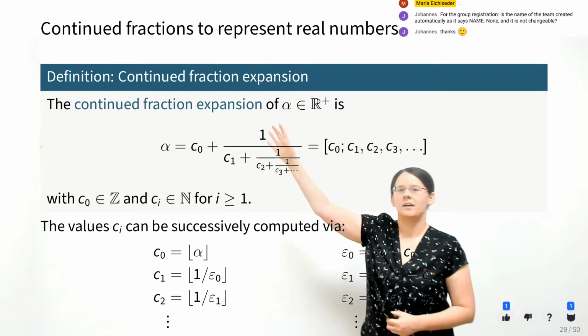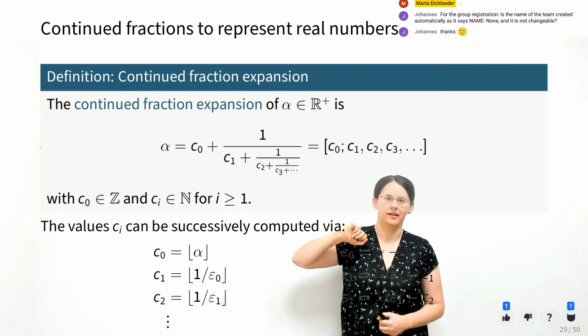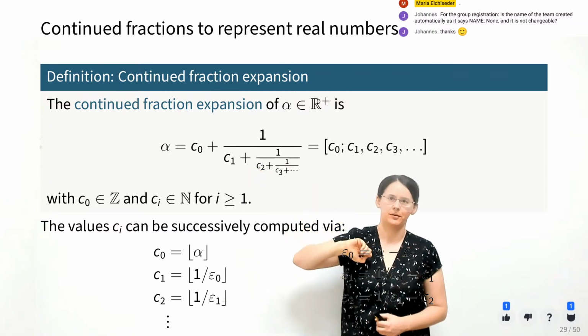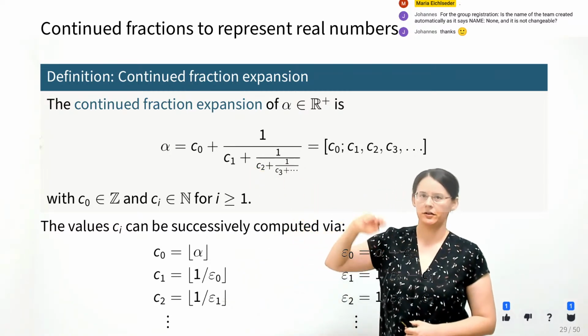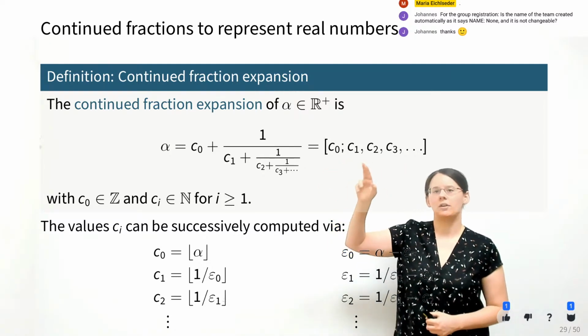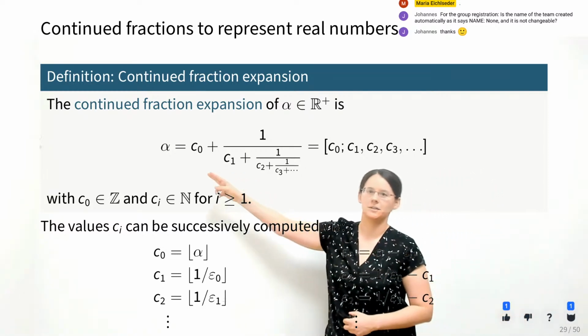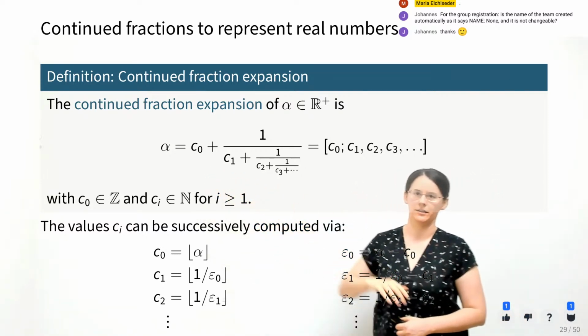And in order to avoid this complicated typesetting and be able to also typeset deeper depth of continued fraction expansion, we usually write it in this notation here. So we just list all these integer parts, the recursive integer parts that we see here, C0, C1, C2, and so on.